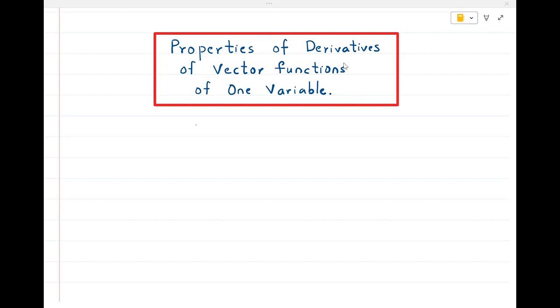So in the previous lecture, we have seen the definition of derivative and the geometrical interpretation of the derivative of a vector function. Now we will study some more properties of derivatives of vector functions.